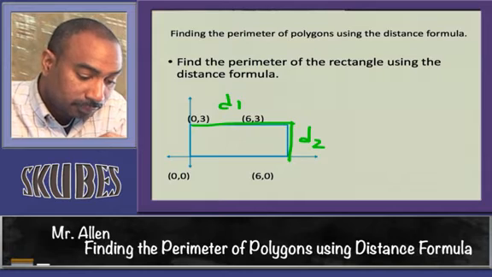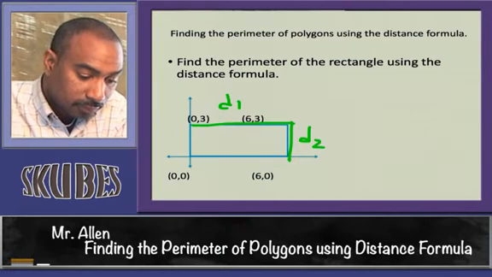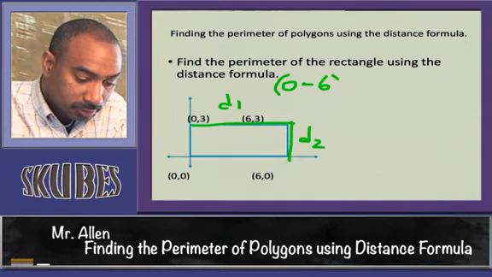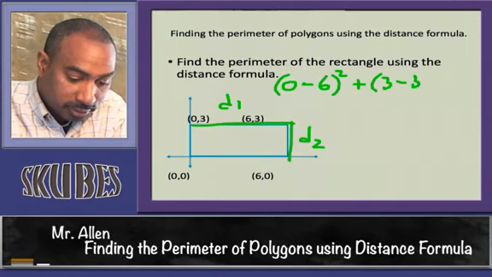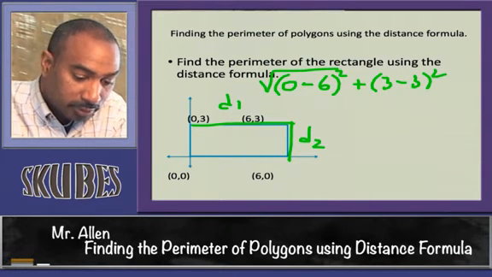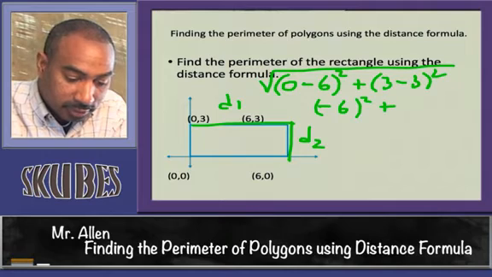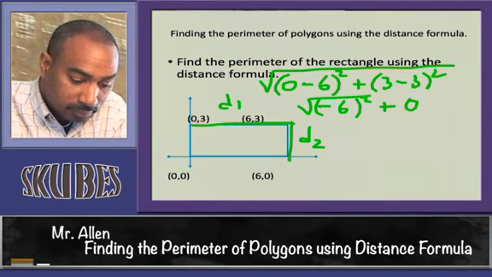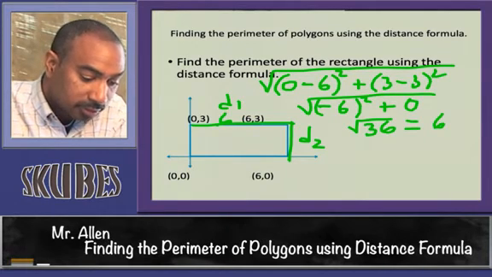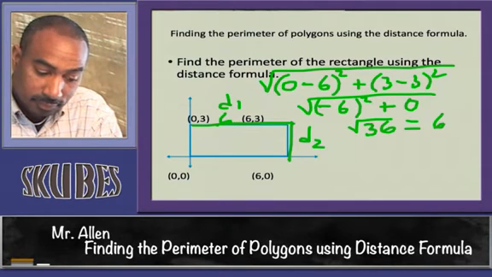All right, so I could say 0 minus 6 squared, 3 minus 3 squared, and this is all over the square root. So you have negative 6 squared plus 0. This is 36. Square root of 36 is 6. So this side has a distance of 6.